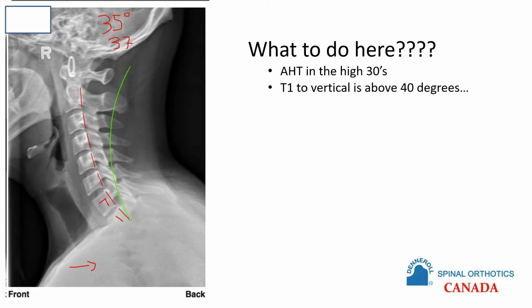I'll use T1 because I can see it clearly. I'm going to draw my line up and take this measurement, and it's going to be 45 degrees. That's way above my cutoff of 30 degrees. Spidey senses should be going off that this is a thoracic hyperkyphosis case. I do not use a cervical Dender Rule in this case, right?